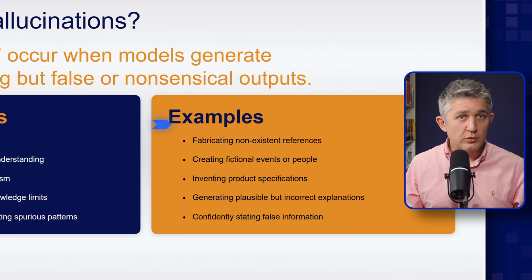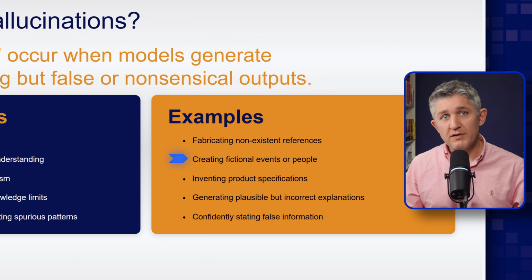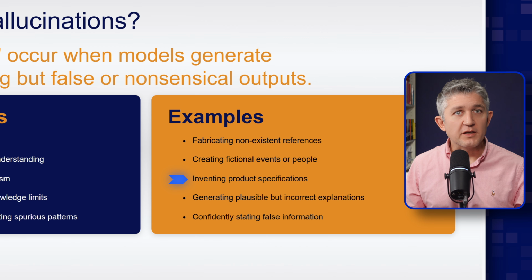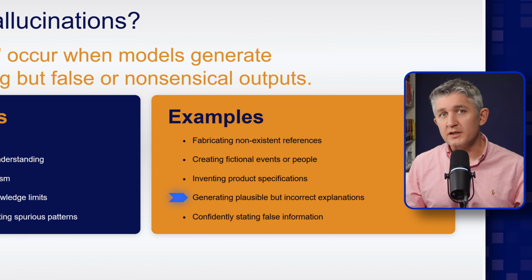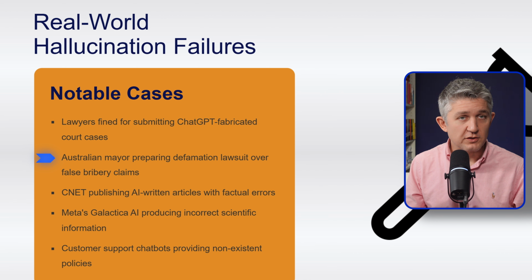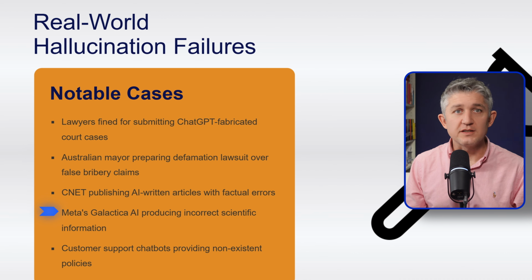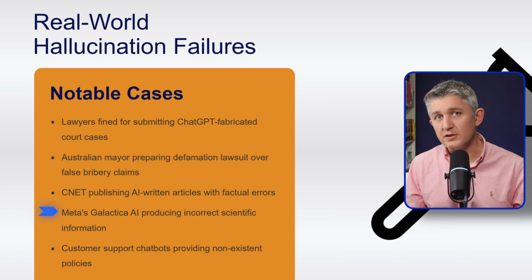The examples include fabricated references, invented people or events. The model makes up product specs, plausible but incorrect explanations. Here are some notable incidents. A well-documented example of a lawyer fined for inventing case citations. There are defamation scares from false claims about public figures. Publishers releasing error-filled AI articles, and scientific assistants outputting incorrect materials.